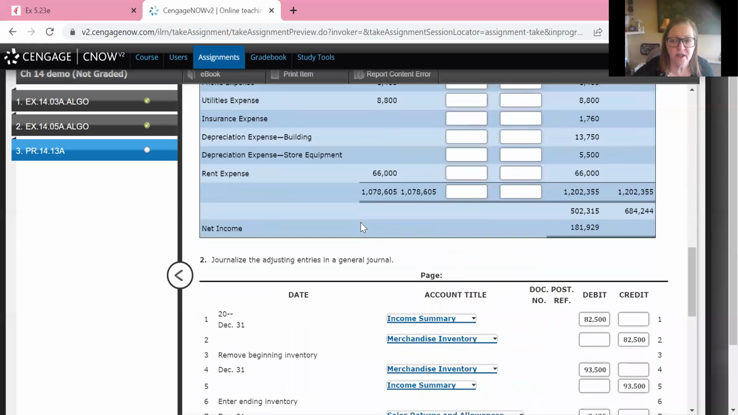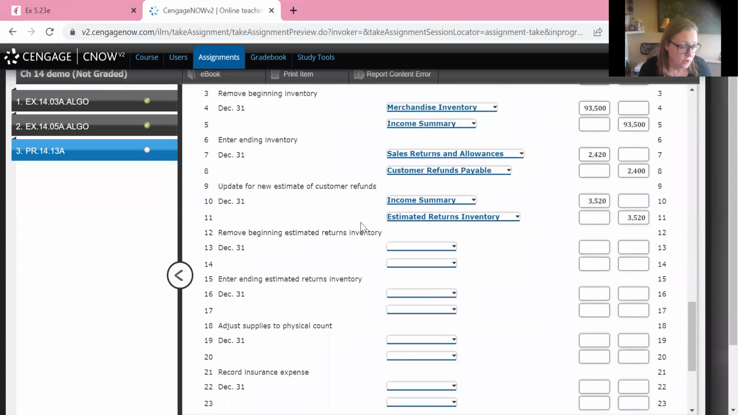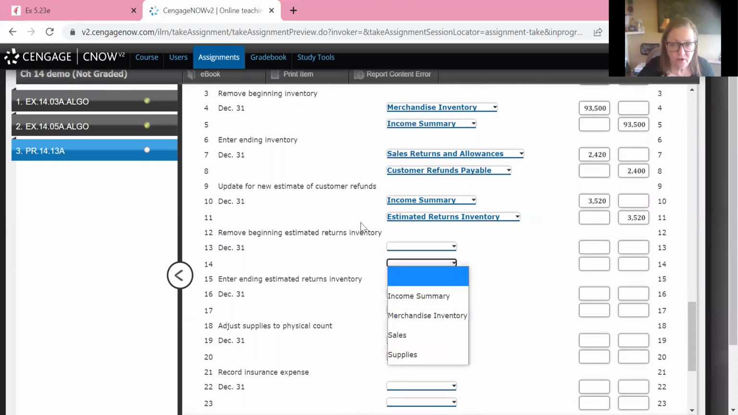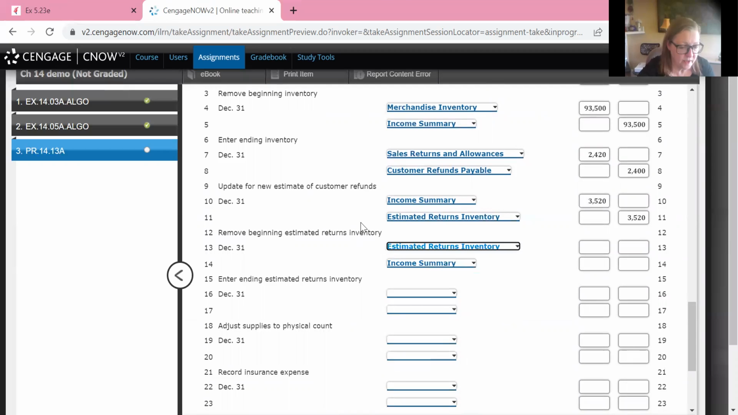All right, so that was that entry. Now the next one, we're going to record the new estimate of returns. And so we're going to credit the income summary account and debit the estimated returns for 4730.